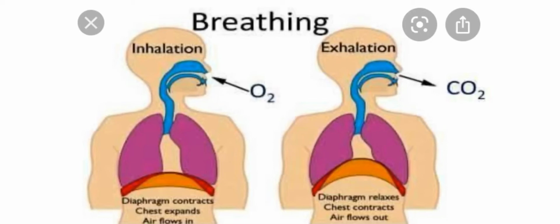During inhalation, the diaphragm pulls down, lifting the chest up. So its volume increases, that is, it expands, and oxygen-rich air from outside rushes into the lungs. During exhalation, the diaphragm moves up, moving the chest down, that is, its contraction takes place. So its volume decreases, and carbon dioxide-rich air from inside rushes out of the lungs through the nostrils, and this way breathing takes place. It is understood very easily with the help of this diagram.